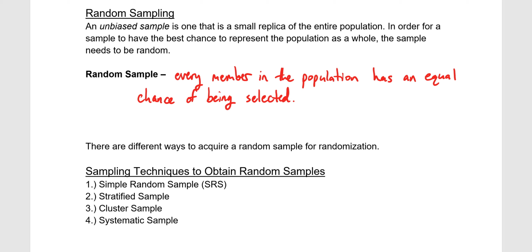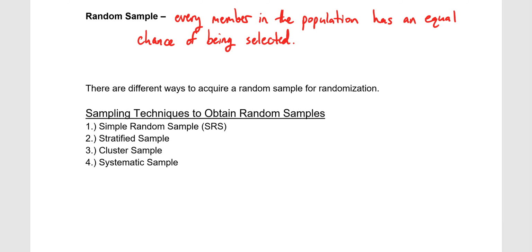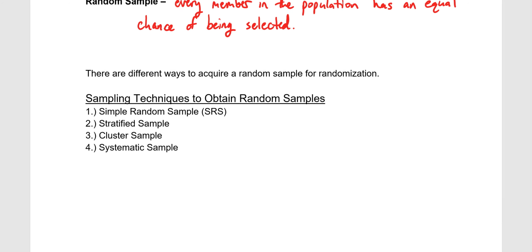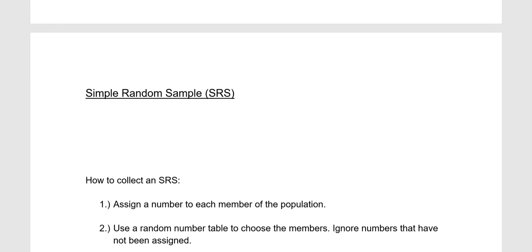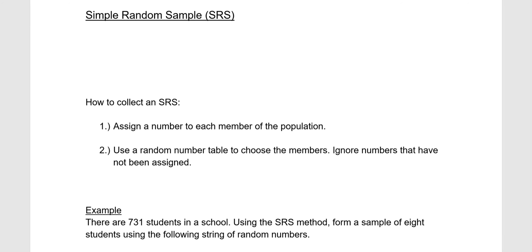Okay, and there are several different ways that we're going to go over for how to acquire a random sample. These sampling techniques are a simple random sample, which we abbreviate SRS, a stratified sample, a cluster sample, and a systematic sample. So let's start with a simple random sample.